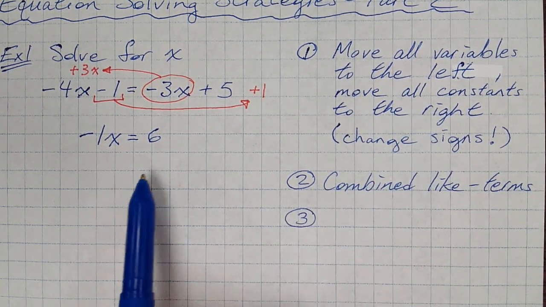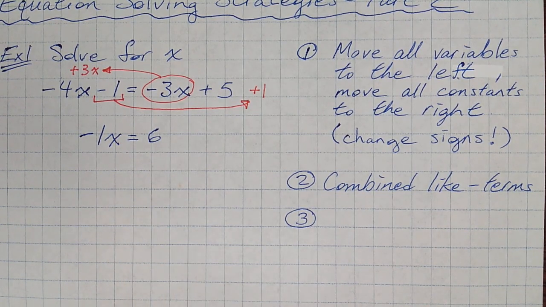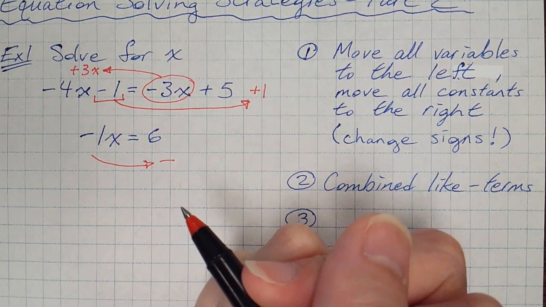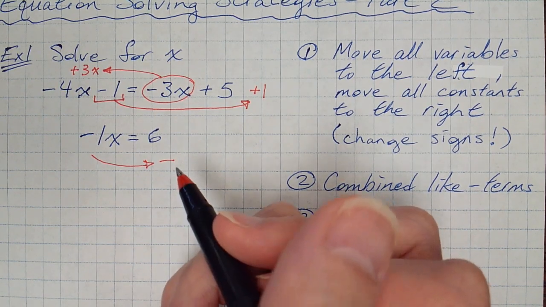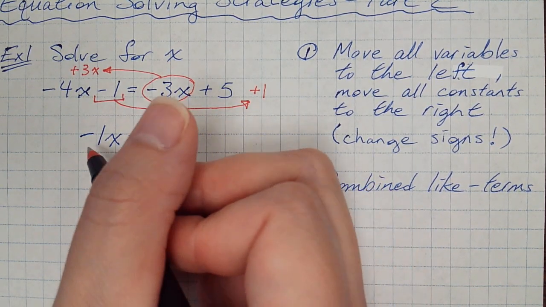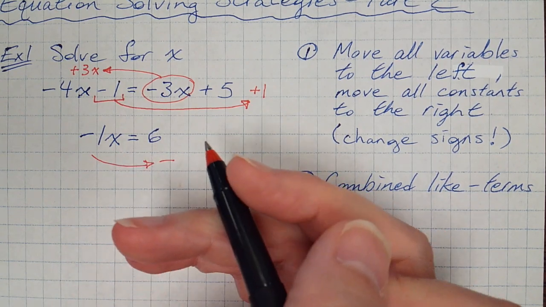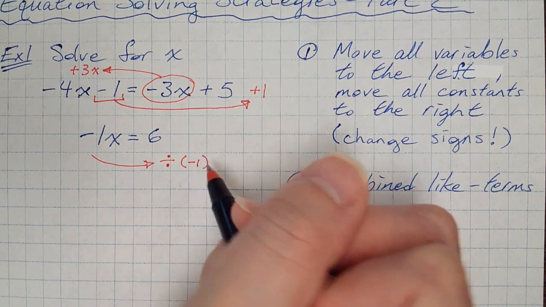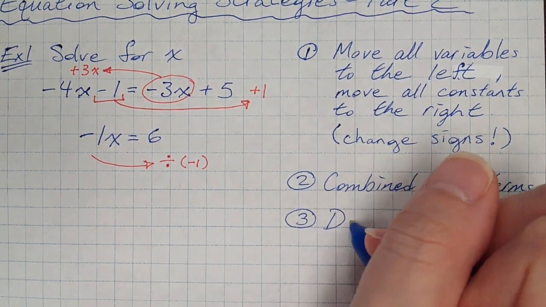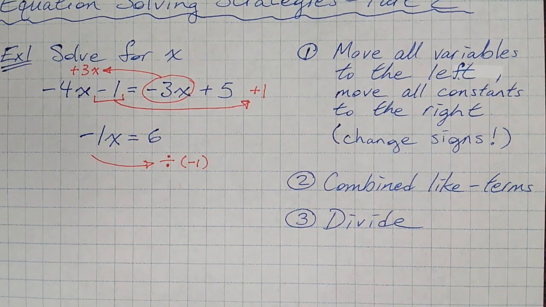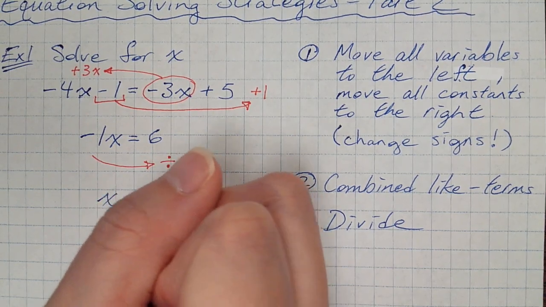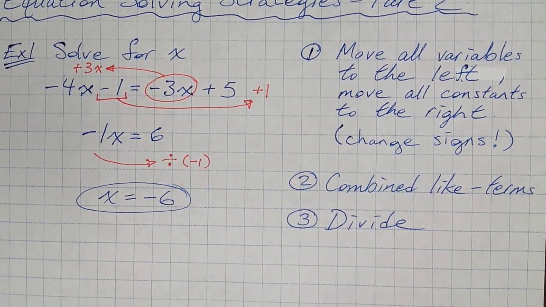Okay, so what's my last step here? What do I do with this negative 1? I don't make it positive. Negative 1 times x, opposite is divide. So I divide it by negative 1. That's my last step, divide. Okay, so 6 divided by negative 1, x equals negative 6. That's my final answer.